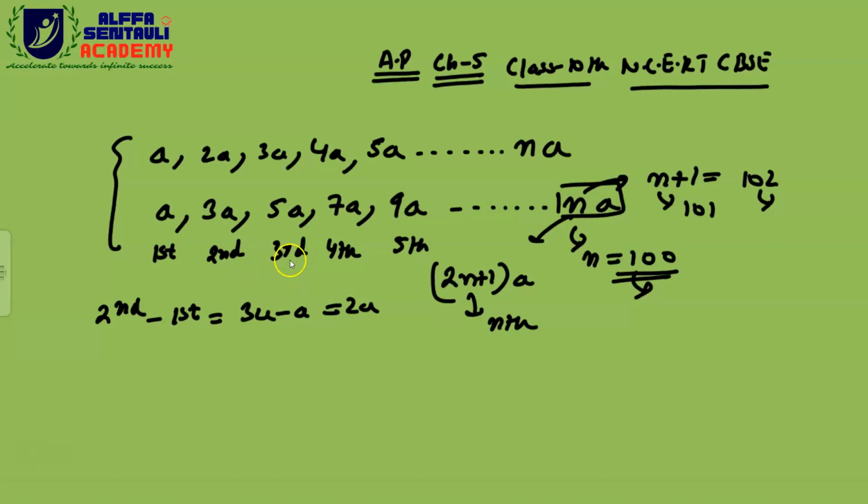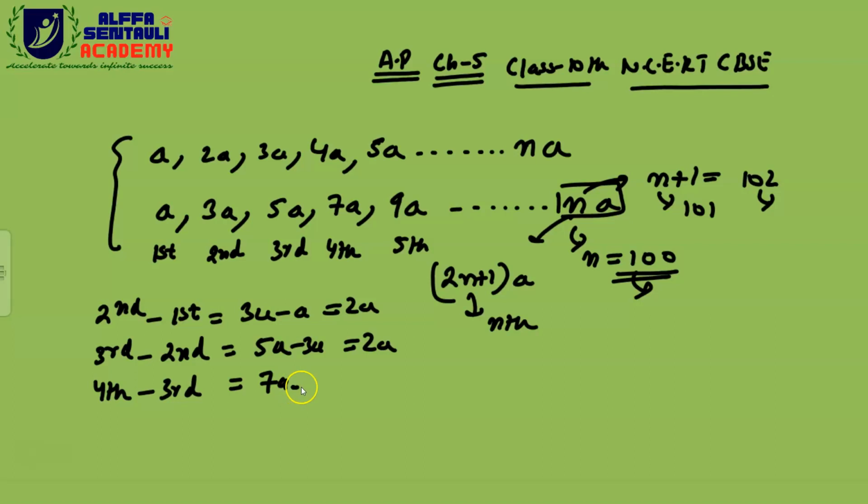Then third term minus second term is what, beta? 5A minus 3A is what? This is also 2A. Correct? Then you can keep on subtracting, right? Then fourth term minus third term. So what will you get, beta? 7A minus 5A. Then what do you get? Again 2A. Then fifth term minus fourth term.